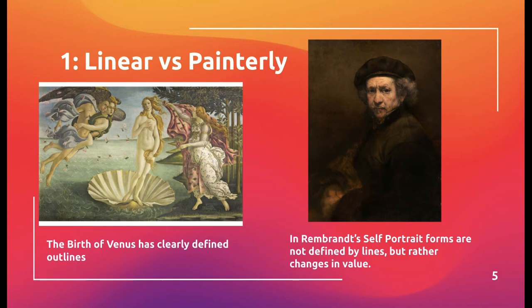So here we have an example. The Birth of Venus has clearly defined outlines. You can see very distinctly where one thing ends and another begins. You can tell the difference in the trees and the grass and the shirts and the skies. Everything is clearly different. Whereas in Rembrandt's self-portrait, you can see things are not quite as defined. The jacket doesn't have a clear ending. It just kind of fades into the background.